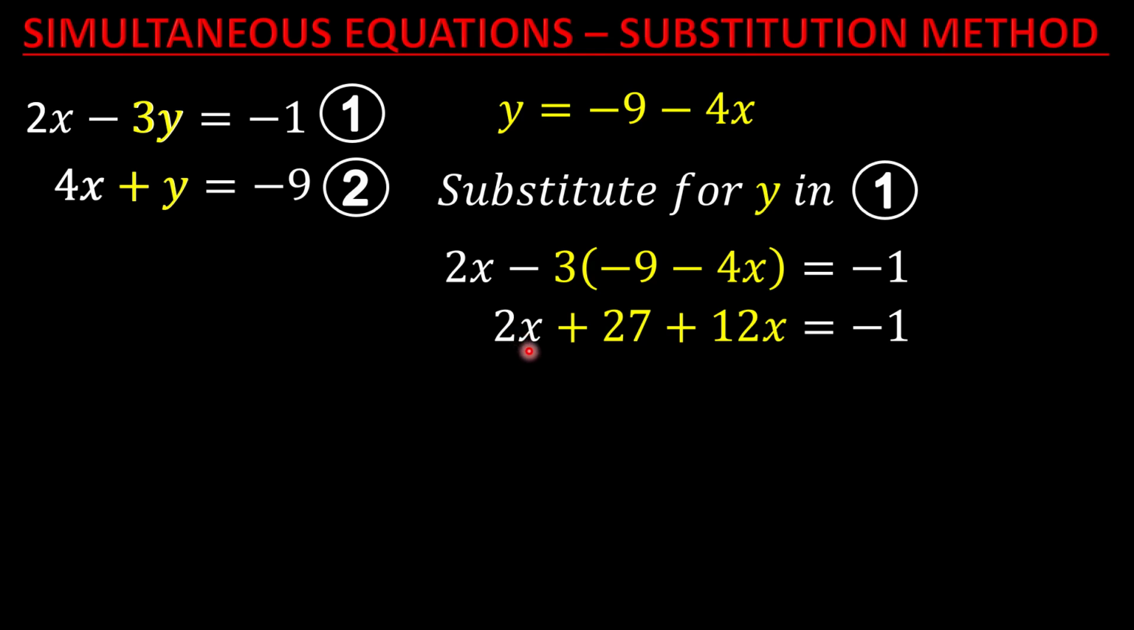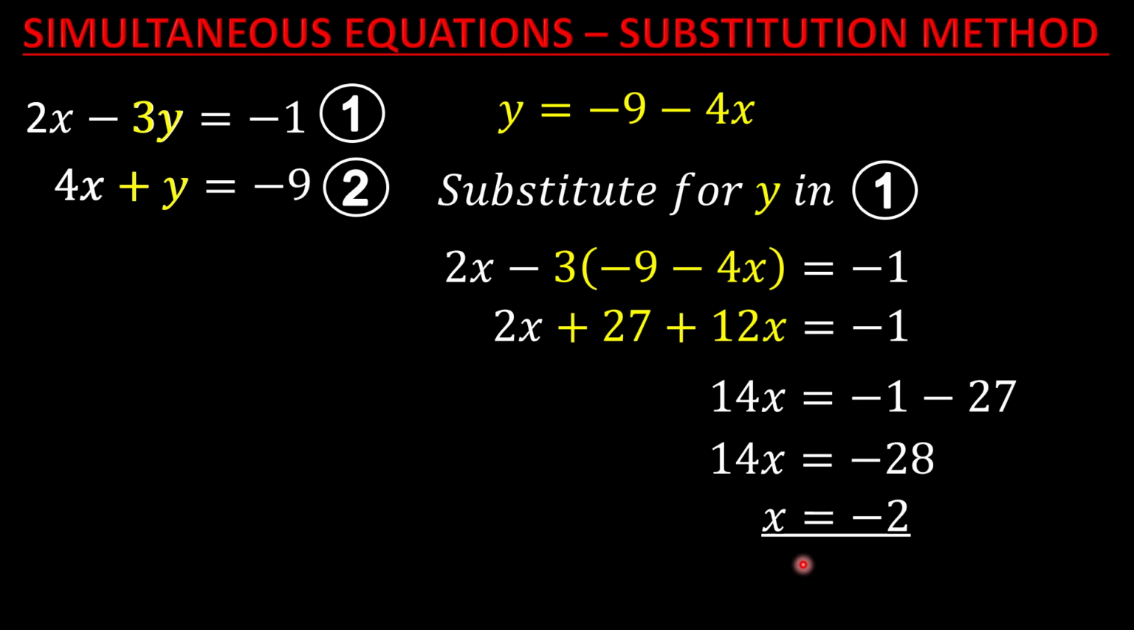Again, we can put the two x terms together, the 2x and the 12x can go together to become 14x, and at the same time we'll take this over to the other side. So we'll get 14x will be equal to negative 1 doesn't move, but we take away this 27 here and take away 27 there, and this is what we get. So negative 1 take away 27 is negative 28, so 14x is equal to negative 28. Divide both sides by 14 to get x equals negative 2. Now again, we've only got half the answer.